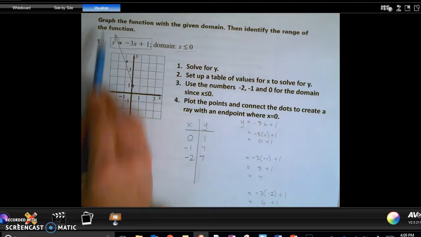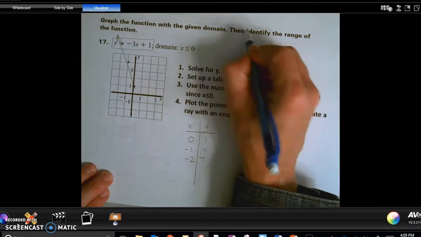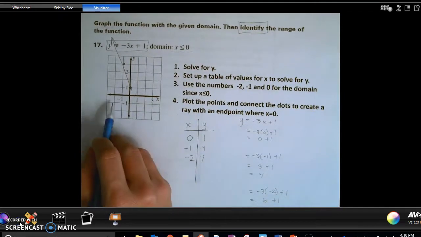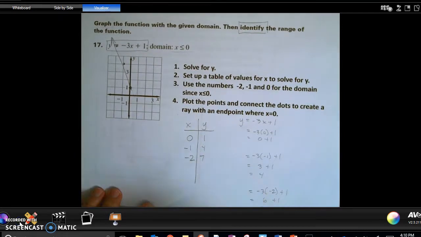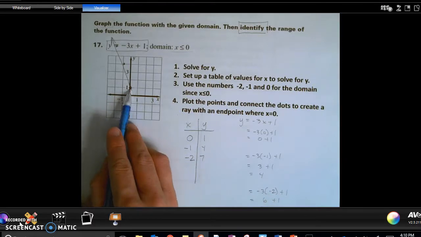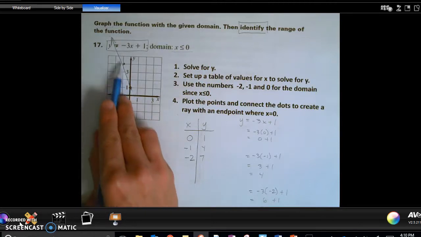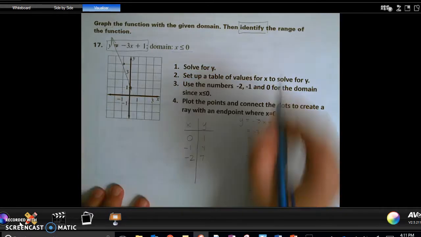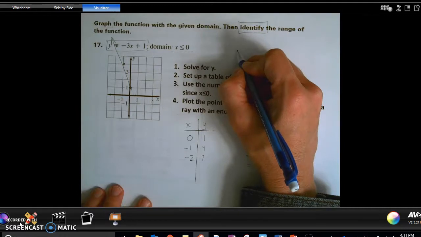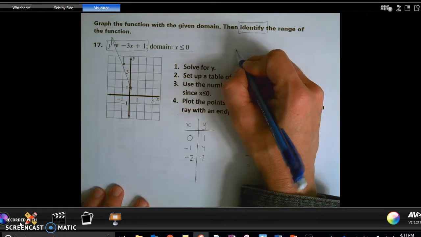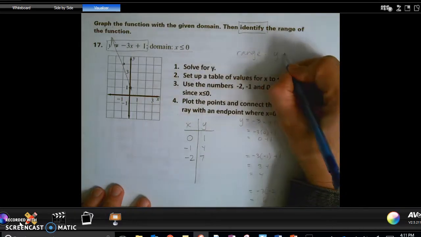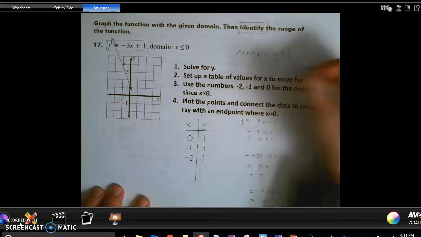So now I have graphed the function, but I also need to identify the range. So in this case, as I look at my graph, and I can also see in my table that all of my y values are equal to 1 or greater than 1. All of my y values extend up in the positive direction, and 1 is the lowest that they can go. So as I'm listing my range, what I would say is that y is going to be greater than or equal to 1.